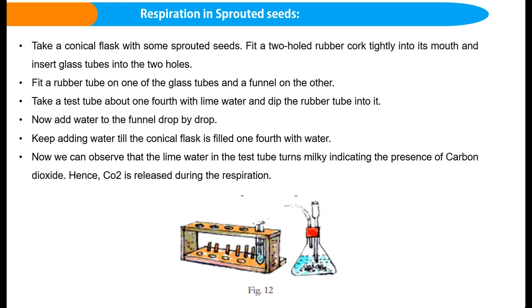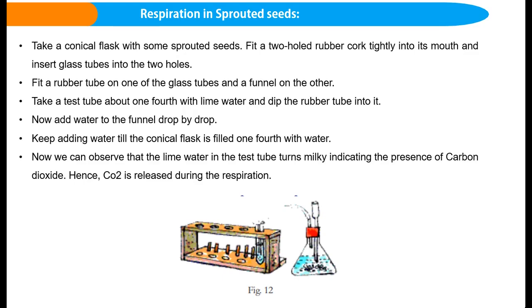So we have taken a conical flask which is fitted with a 2-hole rubber cork, and in these 2 holes we have inserted 2 glass tubes, and for one glass tube we have attached a rubber tube and for the other one a funnel, and this rubber tube is dipped in a test tube which contains the lime water. Now add water through the funnel drop by drop into the conical flask. Keep adding water till the conical flask is filled one-fourth of it.